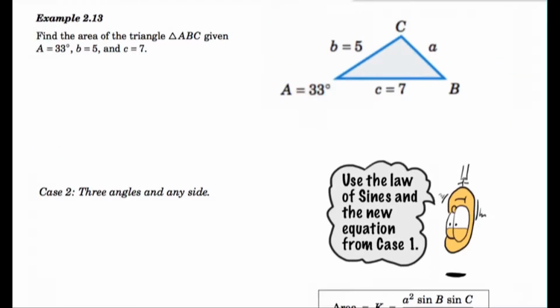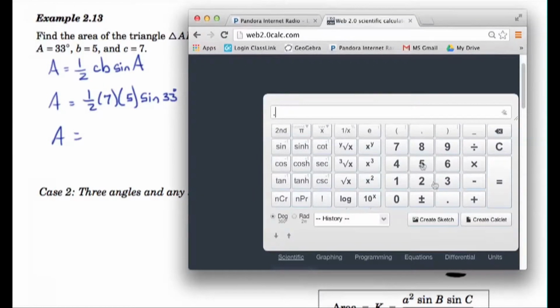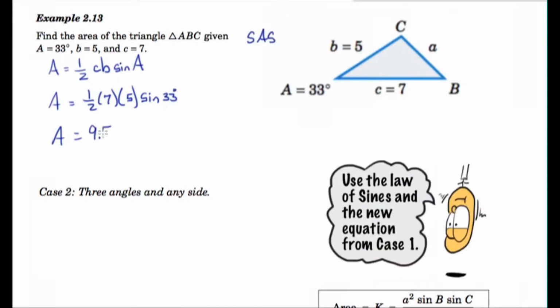Okay, example 2.13. Find the area of a triangle ABC given the angle and the two sides. We have side angle side. I'm going to use area equals 1/2 CB sine A. And I just plug in my values and I get 9.53 units squared.